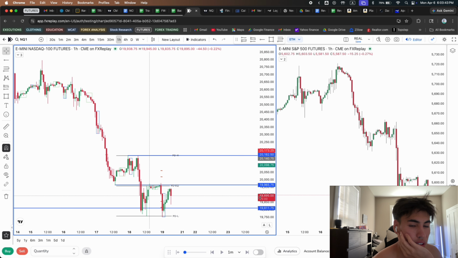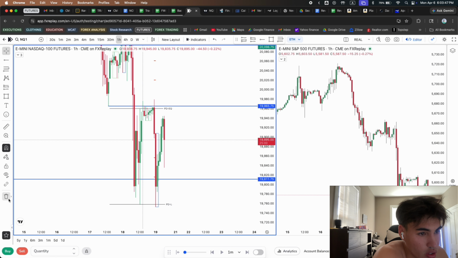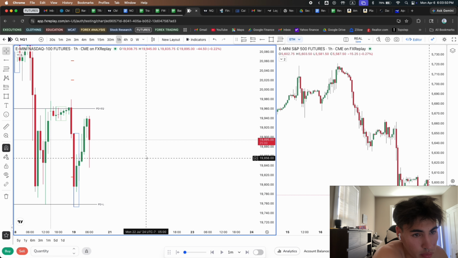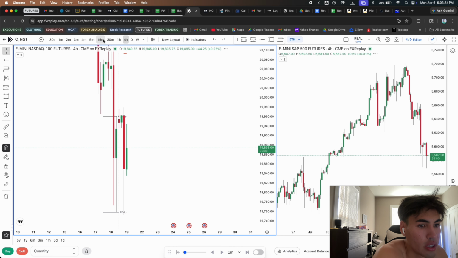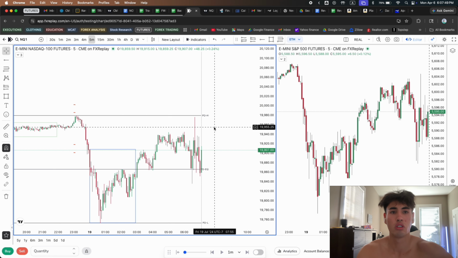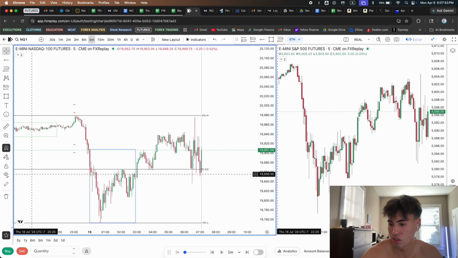Okay. Let's get rid of these lines. Wow, there's no 1 hour bullish. I was assuming there was. But we tapped into this 15. All right, my phone just died, so we're gonna have to redo this.